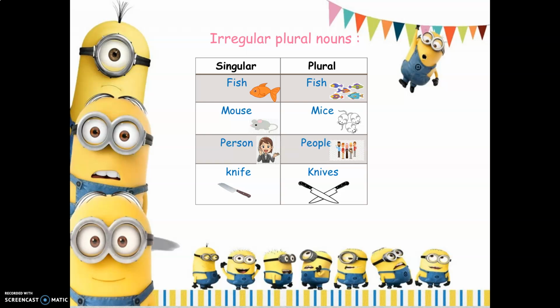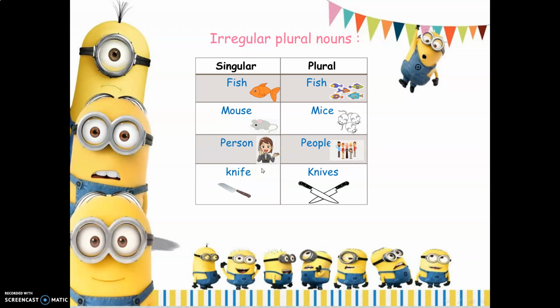Now we have irregular plural nouns. We have singular and plural. We have the word fish. Here is singular and the plural is fish. The same, okay? Singular is fish and the plural is fish. The singular is mouse and the plural is mice.